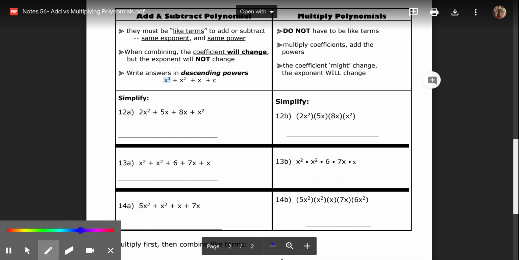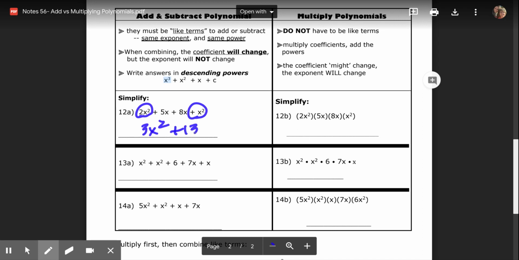So 2x squared plus 1x squared gives us 3x squared. And then you have 5x plus 8x is 13x. 13a, you have 1x squared, and 1x squared gives you 2x squared. And then you have 7x plus 1x is 8x, and then plus 6. For 14a, you have 5x squared plus 1x squared is 6x squared. And then 1x plus 7x is 8x.